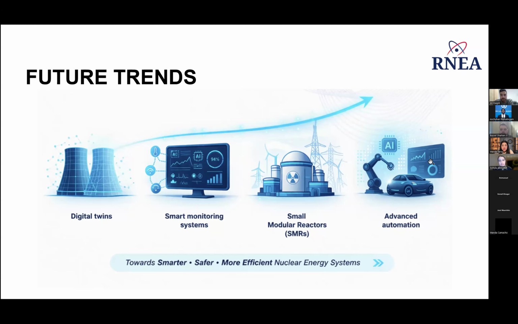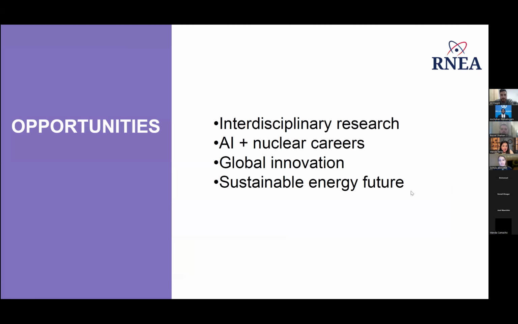The first is advanced automation. In this, you will see that it reduces not just the human workload, but also the monitoring and the analysis part. Overall, the future direction is clear. Nuclear systems are moving towards being not just smarter and safer, it shows that they are going to be more efficient also. So let's talk about the opportunities.